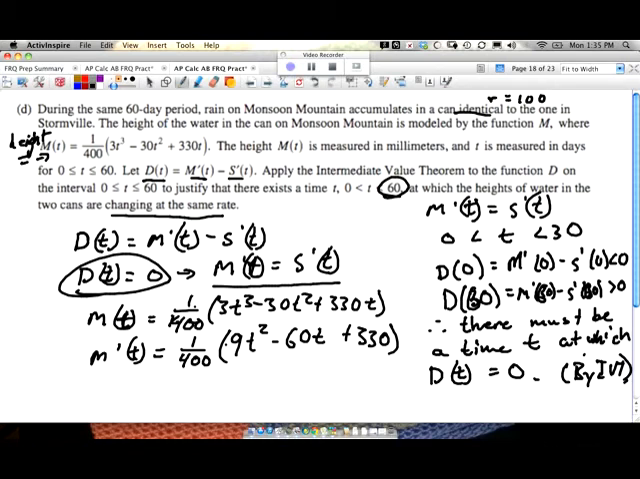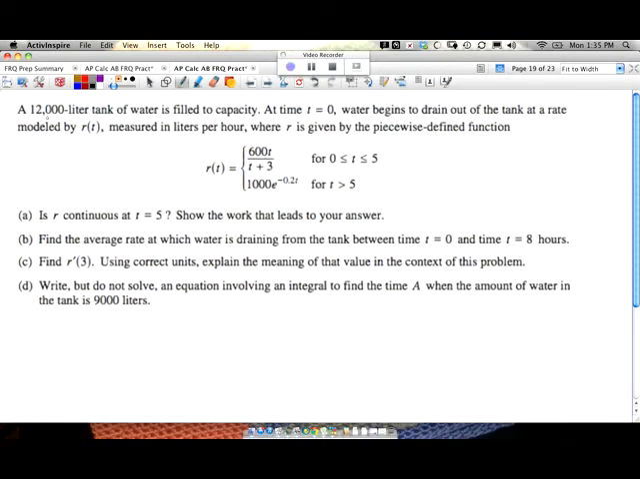We could have just solved for it using the calculator, but it said apply the theorem, so we have to apply the theorem as well. Okay, let's look at the last one here, wrapping it up.